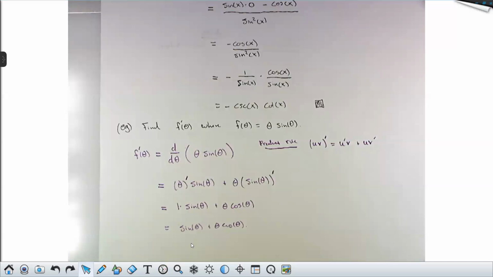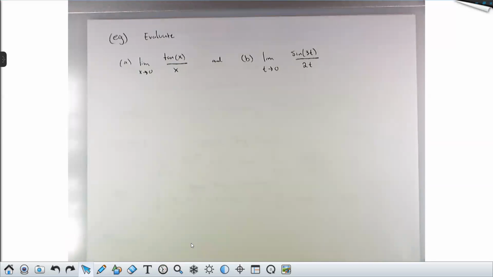Okay. Let's look at these limits. Just to be clear, we can't get either of these by plugging in 0, right? The tangent of 0 is 0, and here the bottom would be 0. So this is 0 over 0. And the same issue here. Neither of these can be done by direct substitution.